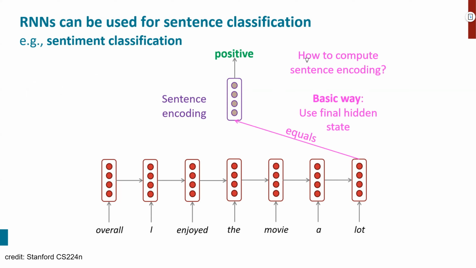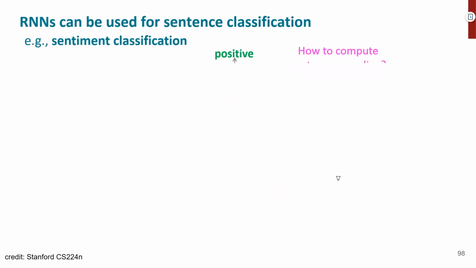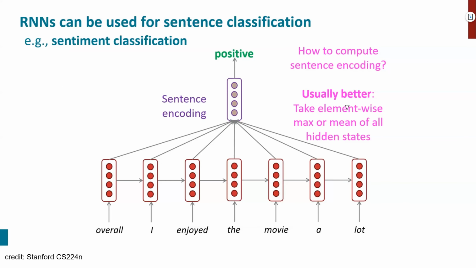Basically, the basic way to compute sentence encoding is to use the final state like this. And an even better way is to take the element-wise max or mean of all hidden states. In that way, we can encode the sentence into an abstracted hidden state like this.